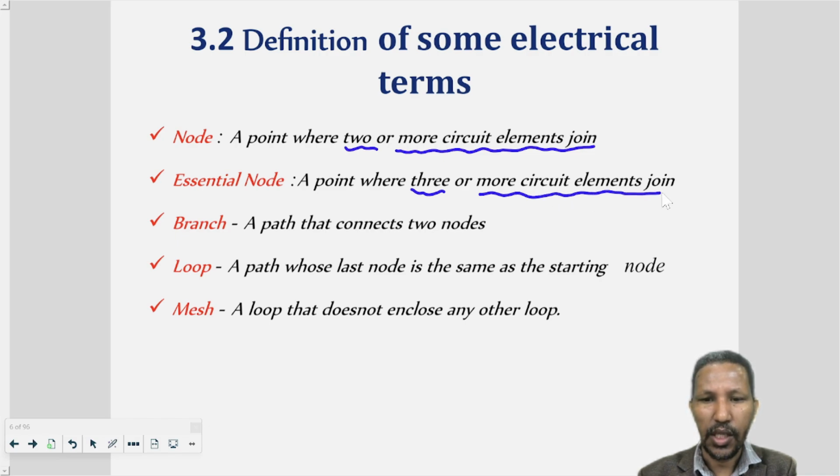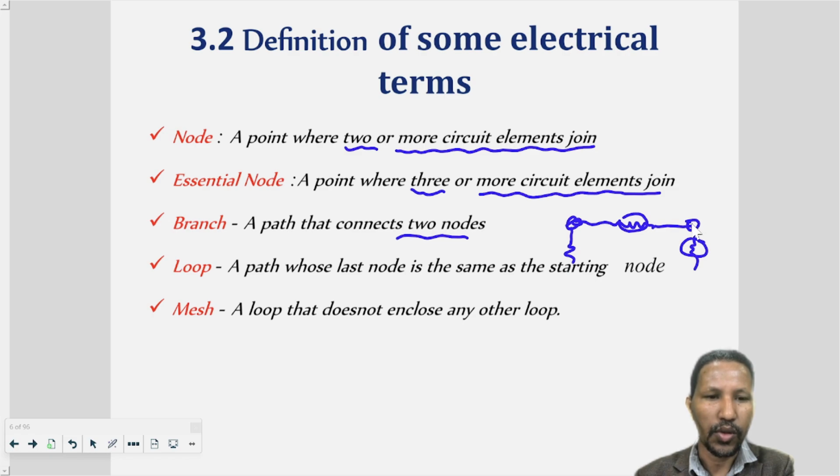When we consider a branch, it's a path that connects two nodes. For example, this is a circuit element. You can see here, this is a point, and this one is a point. At this point two elements will be connected, and at this point this element and this element will be connected. So this is a branch that connects two nodes. A loop is a path whose last node is the same as the starting node.